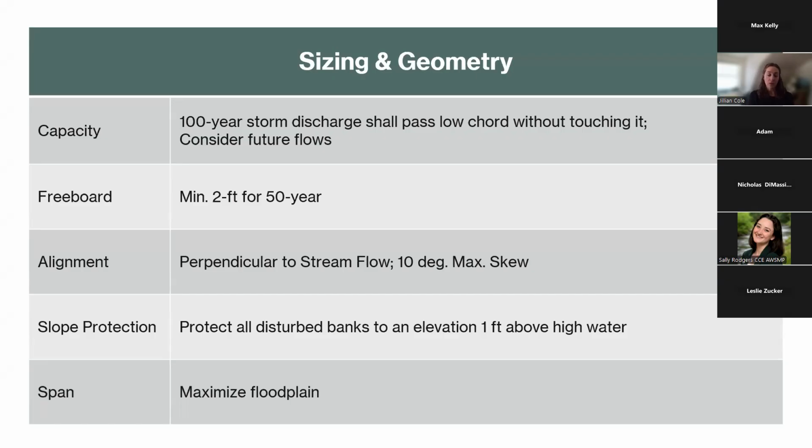The alignment of the structure ideally is perpendicular to the channel, but it can be placed up to a 10-degree skew if needed based on site conditions. And all disturbed banks need to be protected up to at least 1 foot above the high water elevation.